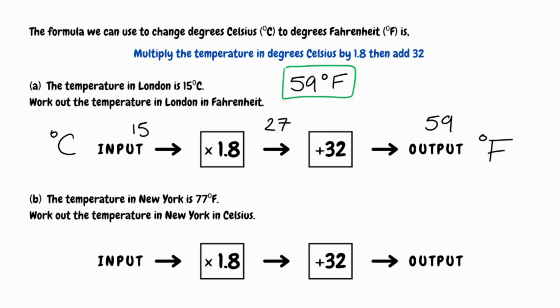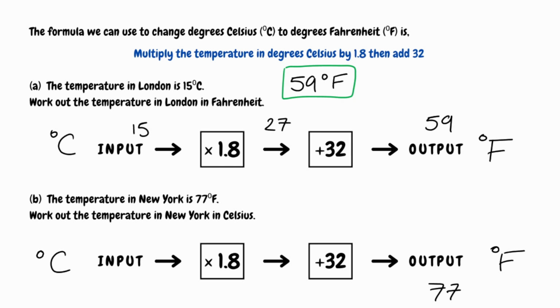So now looking at part B, we have that the temperature in New York is 77 degrees Fahrenheit. We need to work out the temperature in New York in Celsius. So again, this function machine is turning degrees Celsius into degrees Fahrenheit. But this time we're starting with Fahrenheit. We're starting with the output. So we're here with 77 degrees Fahrenheit.